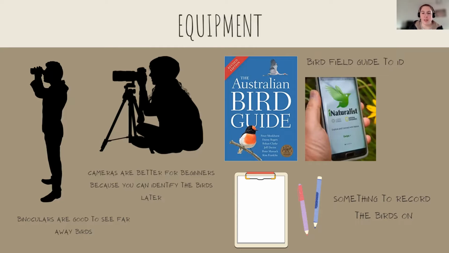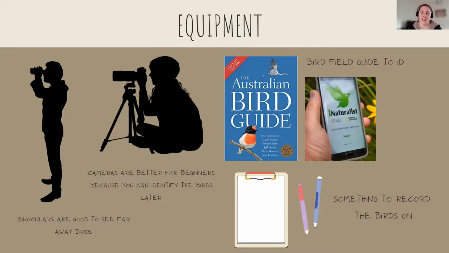So any Australian bird field guide will be useful, but also apps are becoming more and more useful now as well. iNaturalist is a really good app to take photos of different species and it will help you identify it. But there's also apps out there like Bird Data and eBird that you can use. And these are also good if you want to input citizen science as well.